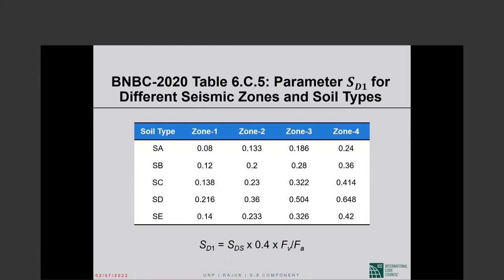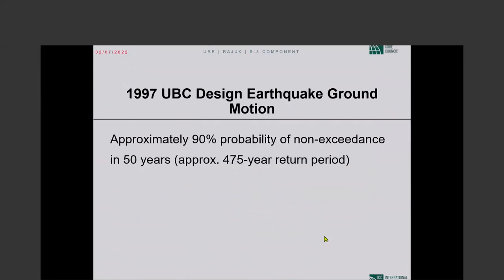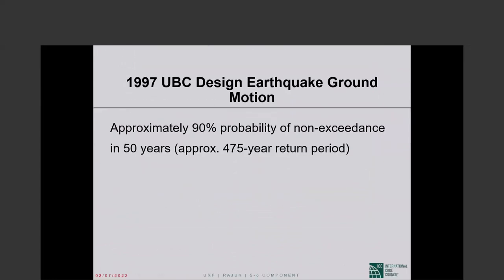Which would mean S sub D S D1 is S sub DS times 0.4, that's 1 divided by 2.5, times F sub v over F sub a. This is the short period side, long period side coefficient divided by short period side. That should be obvious to you if you think a little bit. I don't have to spend time on that. Okay.